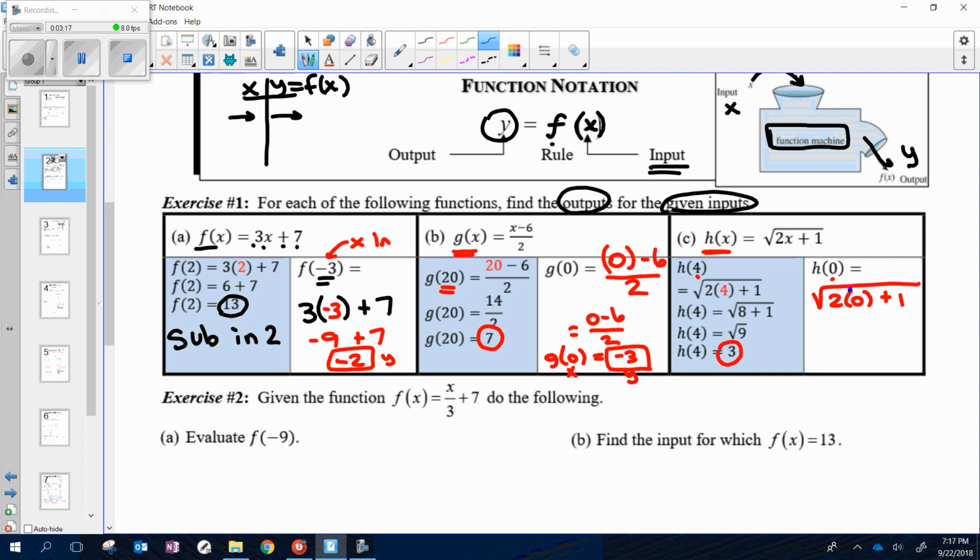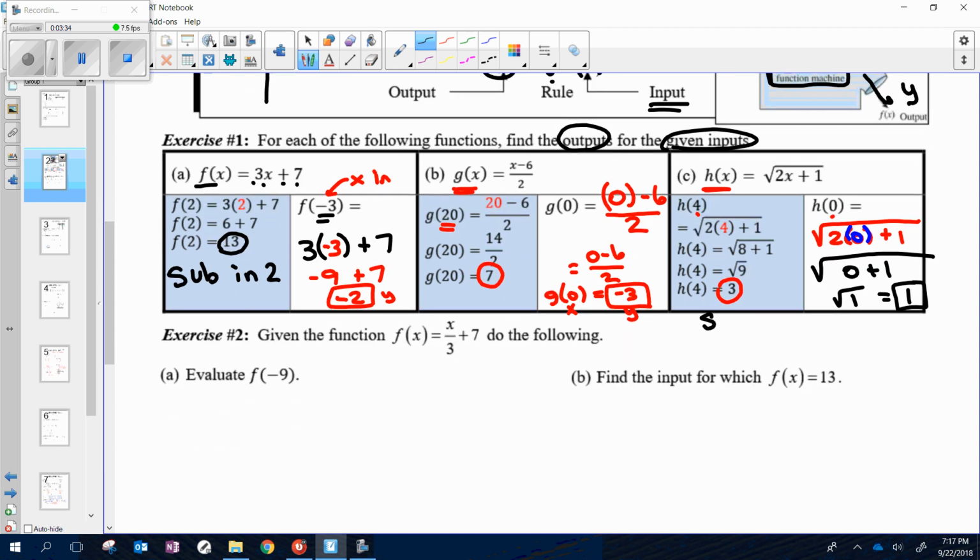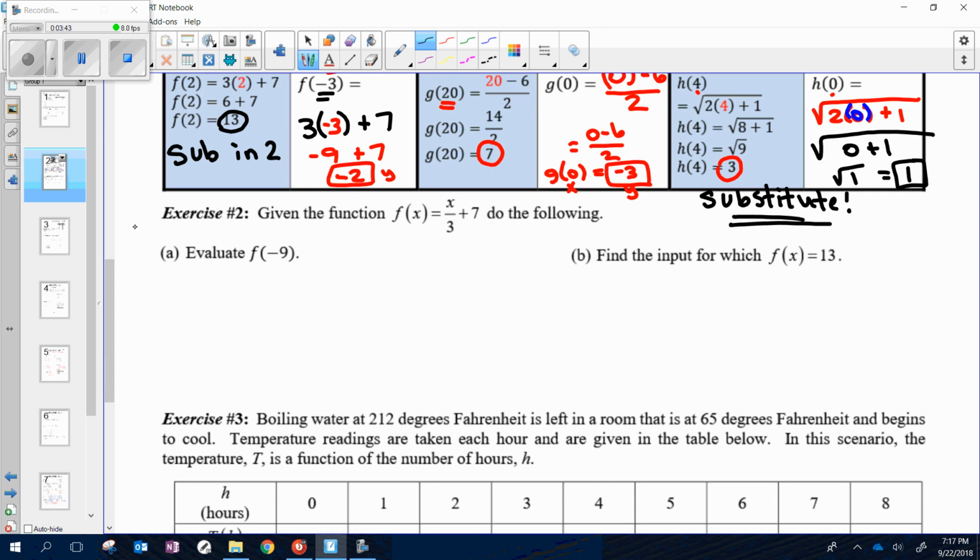So my input was 0 here. If I calculate, the last thing I'm going to do is take the square root. 2 times 0 is 0 plus 1. That's the square root of 1, and that happens to be 1. You can always use your calculator to help you do the calculating, but really you're just doing substitution and then evaluating. Substitute the value in and then evaluate.